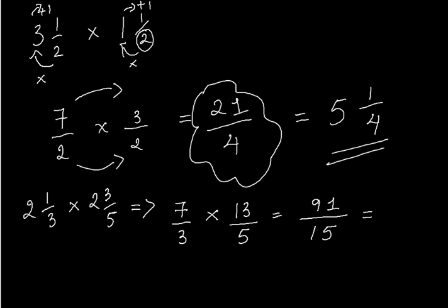So how many times does 15 go into 91? Here again you need to know your multiplication tables, and we know for a fact 15 goes into 91. Well, 15, 30, 45, 60, 60 plus another 15, which is 75, and plus another 15, which is 90. So it goes 5 times.